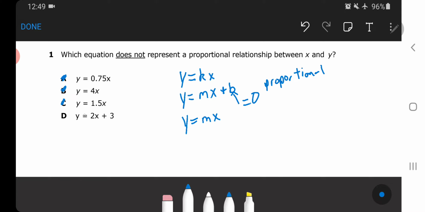And then D, y equals 2x plus 3. See, our b is not equal to 0. Therefore, this one is our non-proportional. D is the answer. It does not represent a proportional relationship. Pretty easy.